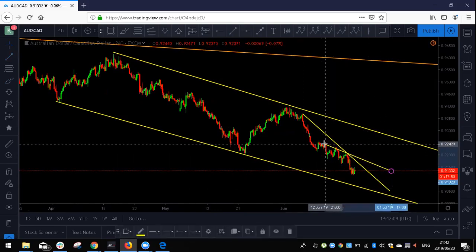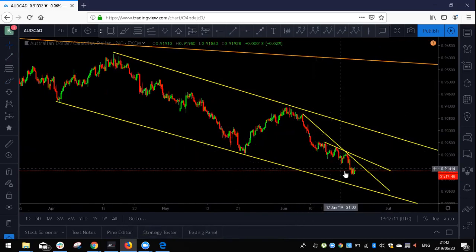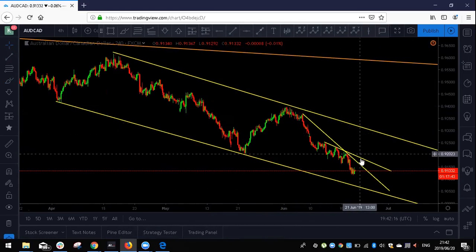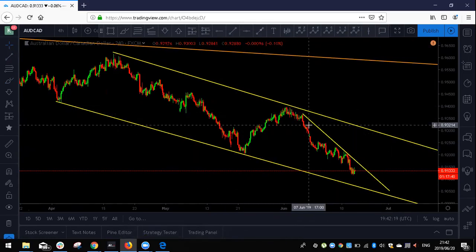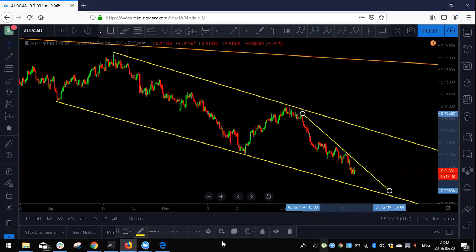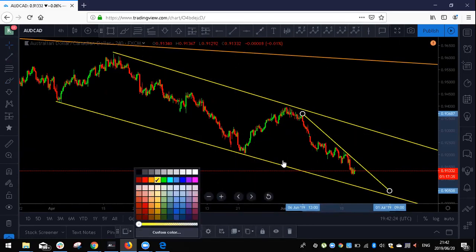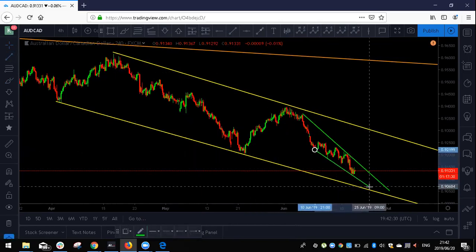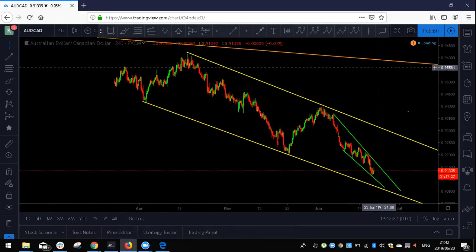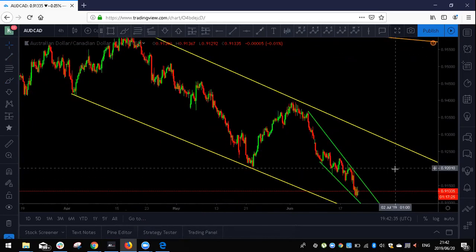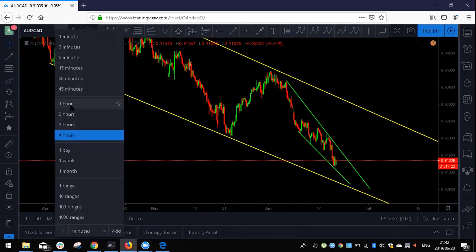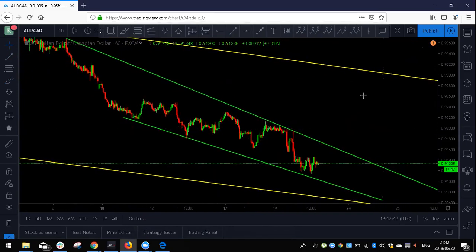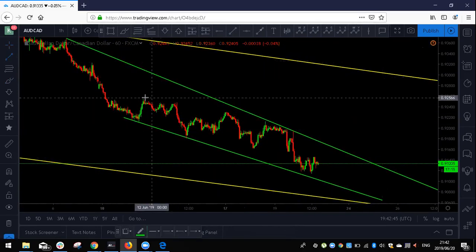Can you see? Yes. But I think this one we would draw if we go to 1 hour. Let me delete it for now. Let me change the color of this to green. Okay, so this is what we have right now. And then let's go to 1 hour. 1 hour is my last time frame. You don't go below that.